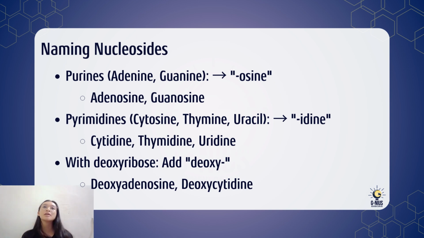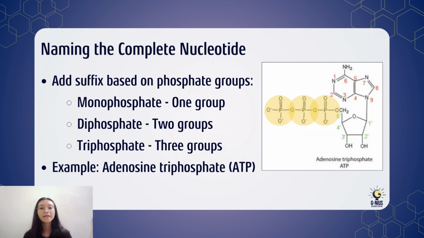So for example, your adenosine will now be deoxyadenosine. It applies to all of the nitrogenous bases except your uracil, because your uracil is for your RNA, and RNA only has a ribose sugar, not a deoxyribose. Finally, we just have to add the appropriate suffix, which is, like I said before, your monophosphate, diphosphate, and triphosphate. It is a suffix because it is placed at the end of the name for the nucleotide.